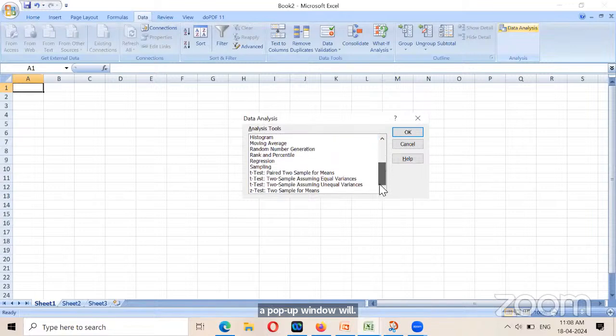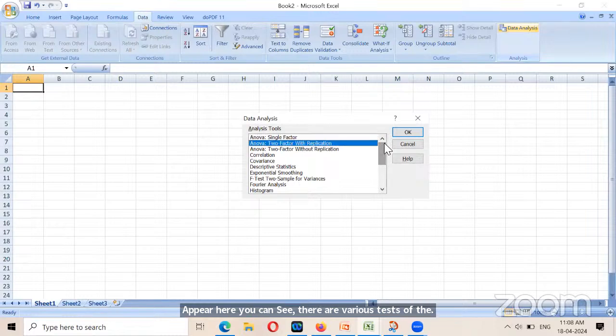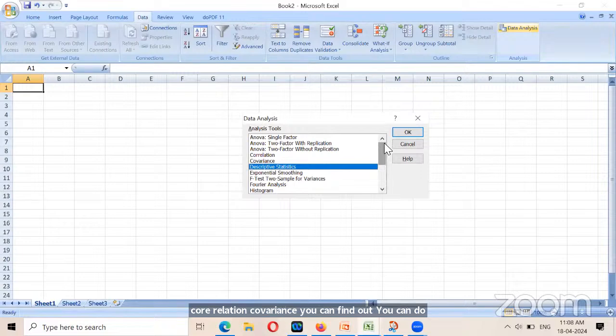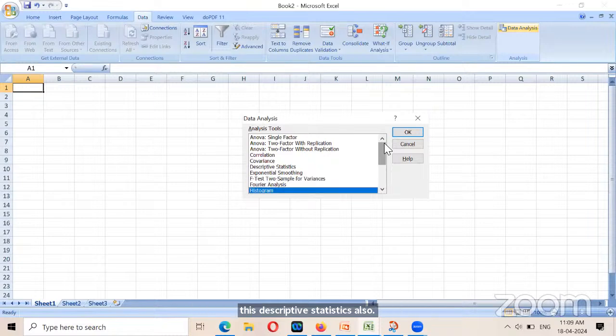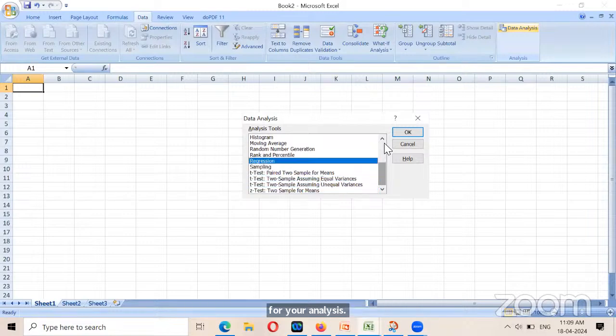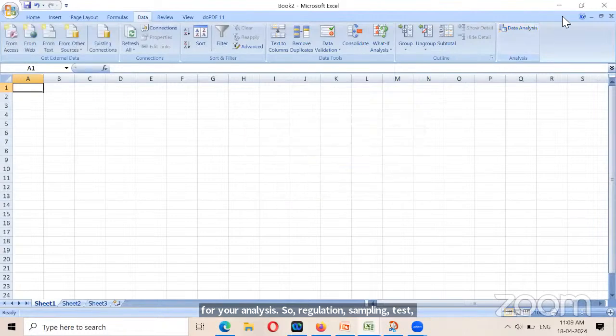Here you can see there are various statistical tests, like ANOVA. Starting from ANOVA, there are two-factor with replication and without replication, then correlation and covariance you can find out. You can do descriptive statistics also. You can find the F-test for two sample variances, Fourier analysis, histogram, regression, sampling, T-test, Z-test. All of these tests you can do here simply. Now, how to do that? We'll just take an example.